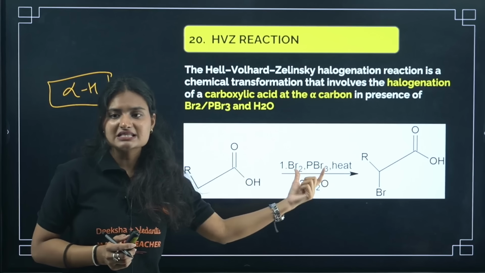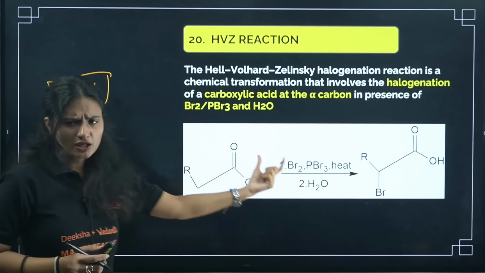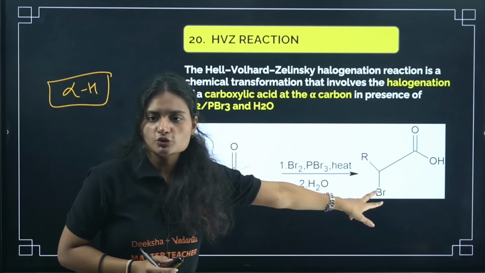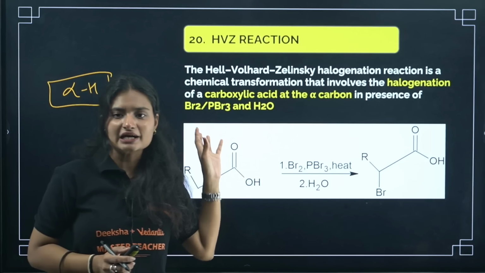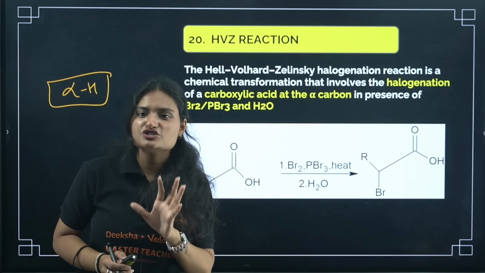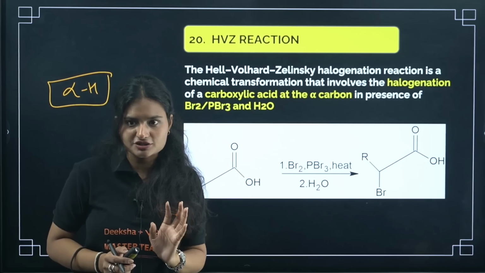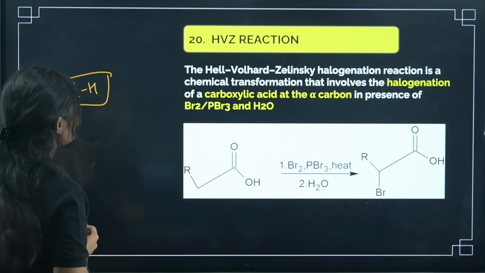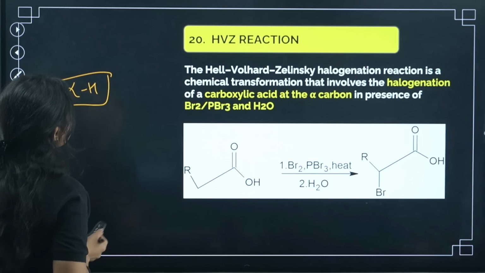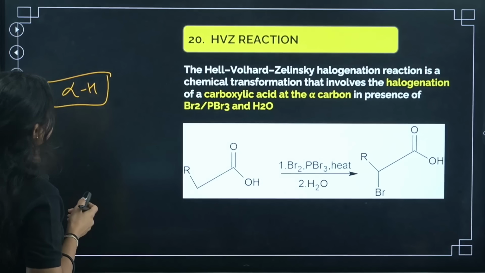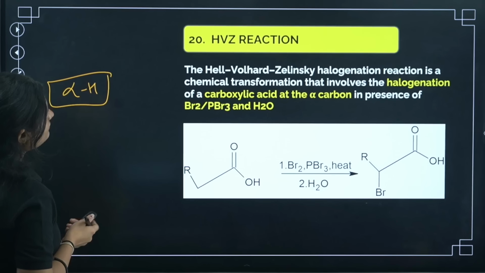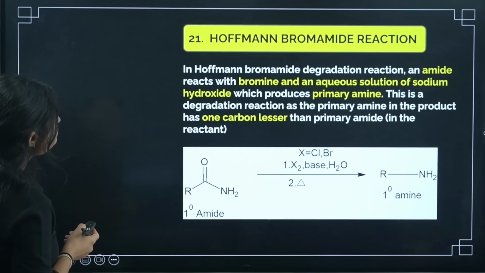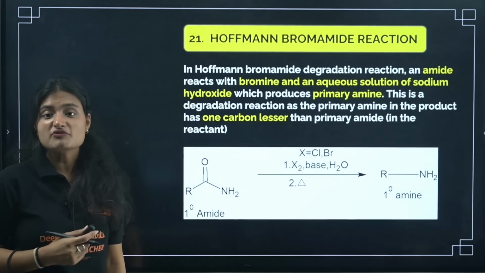Now depending on the amount of bromine, if only one is there, then you get mono substituted product, right? And if more than one bromine is there, then obviously all the hydrogens get replaced, okay? That is your HVZ, Hell-Volhard-Zelinsky reaction, okay? Next reaction. So the next reaction is Hoffmann-bromamide reaction.